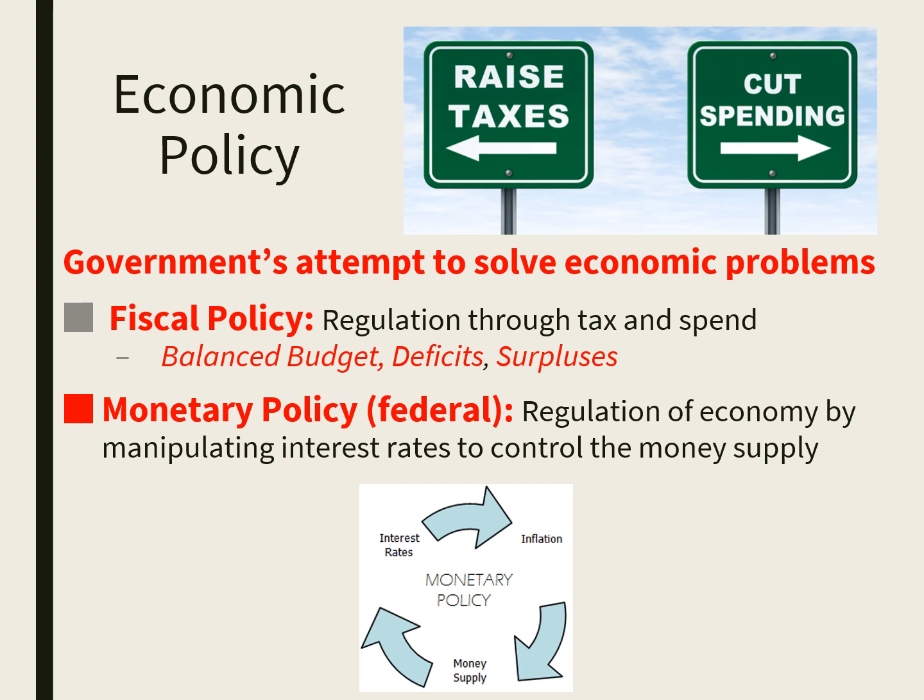So another type of policy is economic policy. So just keeping in mind, we have social, and then we have economic. At the state and local level, it's mostly going to be fiscal policies, and this is mostly at the state, but a little bit at the local level as well. Basically, these are government attempts to solve economic problems. At the state and local level, they're limited to fiscal policy, which is regulating through taxing and spending. So they can help affect their local and state economies by their own taxing and spending, right? Balanced budgets, whether there's deficits, whether there's surpluses, those are all decisions.